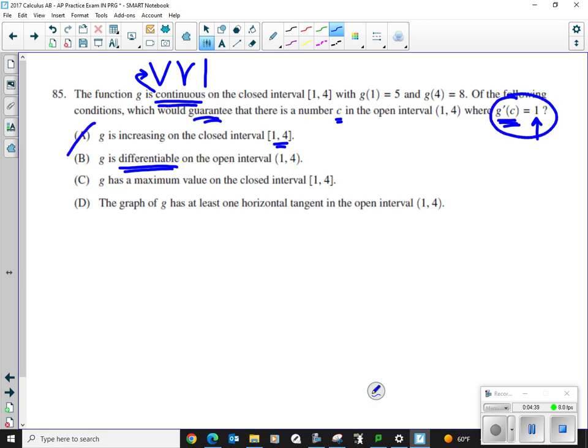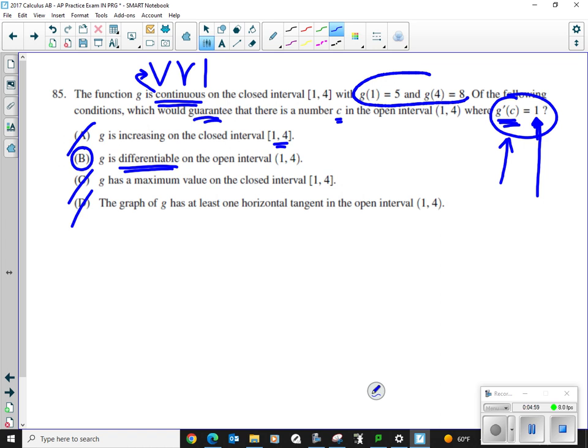It's not A. Choice C, g has a maximum value on the closed interval. That doesn't guarantee anything. And the graph of g has at least one horizontal tangent line. That guarantees nothing as well. So it is B. And you might say, yeah, but this guarantees that there's a derivative somewhere. But what about the 1?